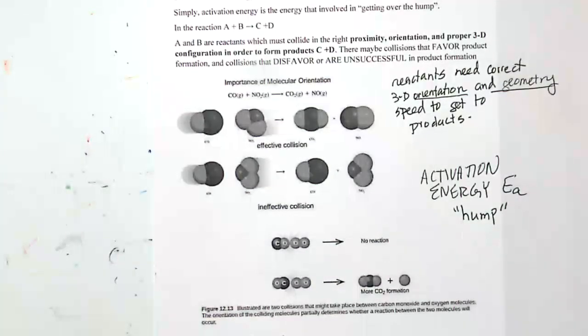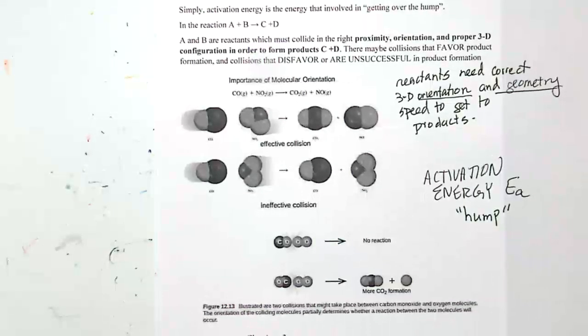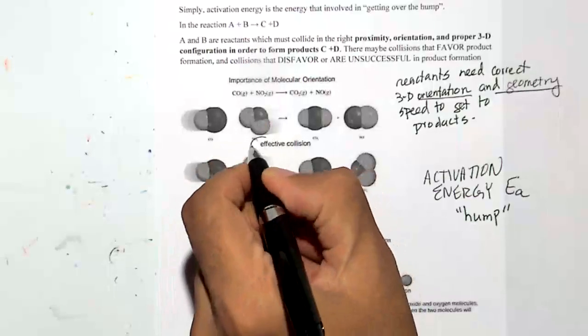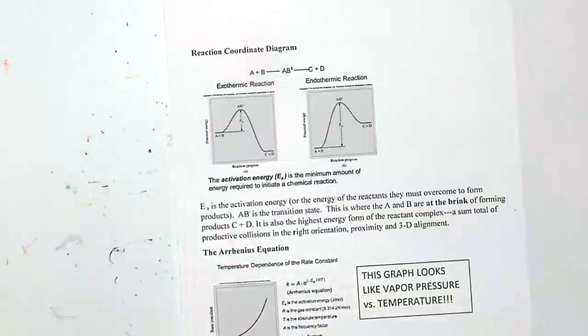If you increase the temperature, the molecules speed up, they get a little faster, and they have different orientations. So usually temperature will increase the speed of the reaction. So we can have an effective collision, and then you need the right speed. Some reactions require energy to go to products. Some reactions release energy.